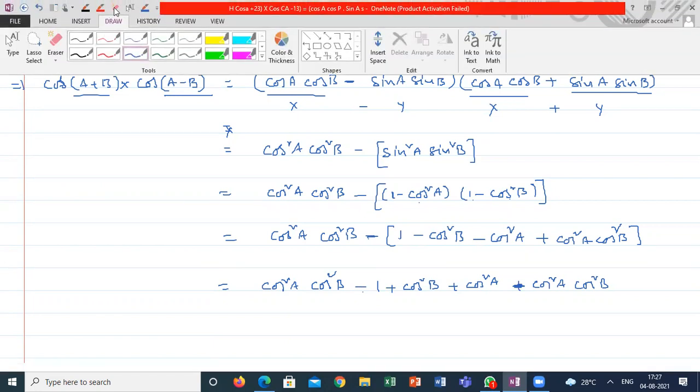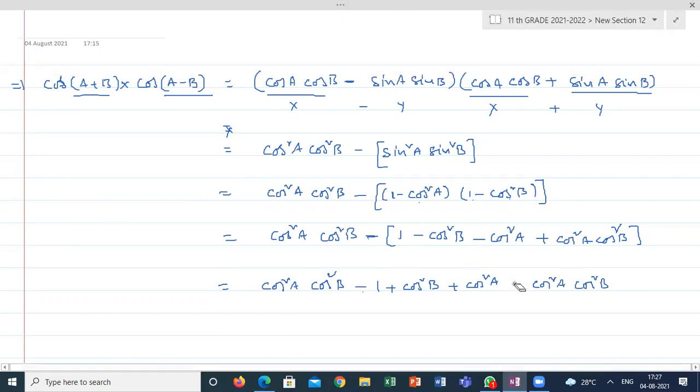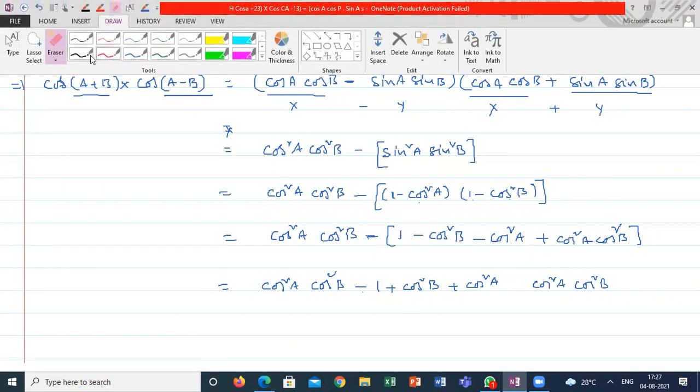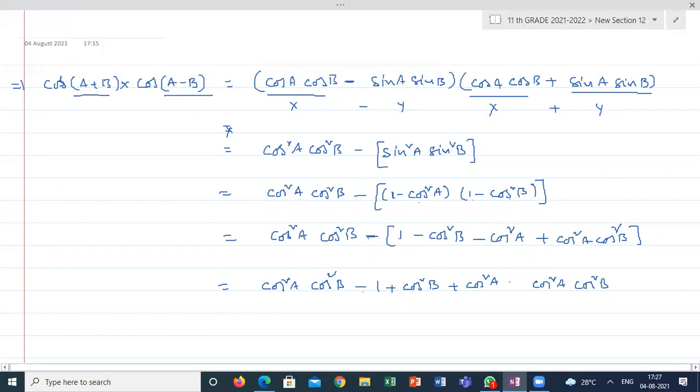So how will we eliminate 1 here? Is the expression right, guys? Anything wrong in this? I want everything in cos. This one and this one will cancel. Finally, I am getting cos square a plus cos square b minus 1. How can I eliminate 1?